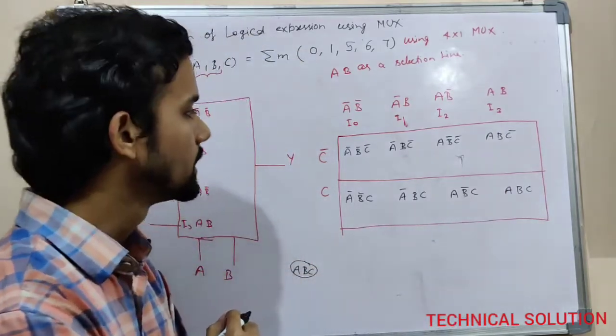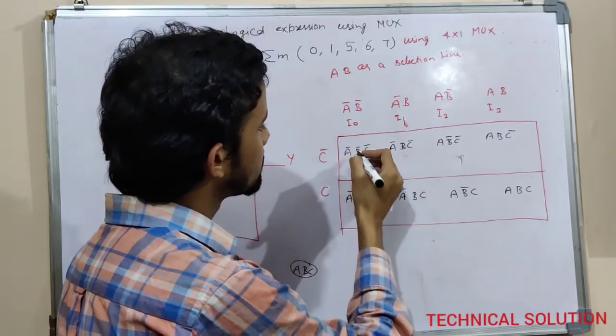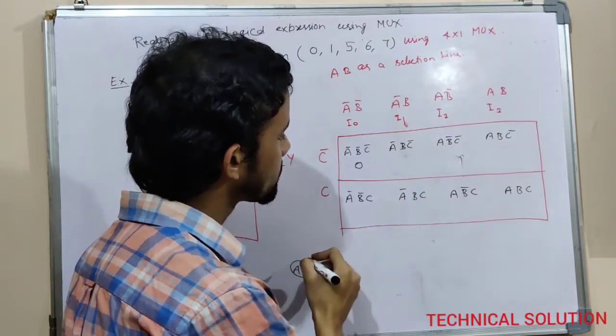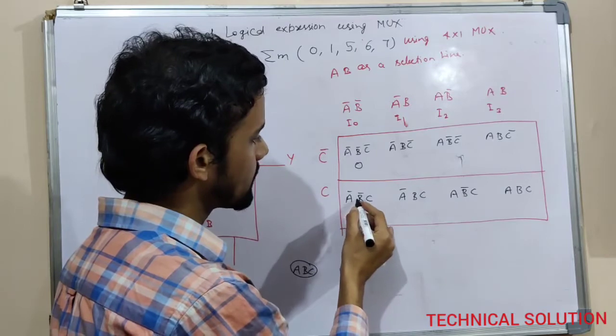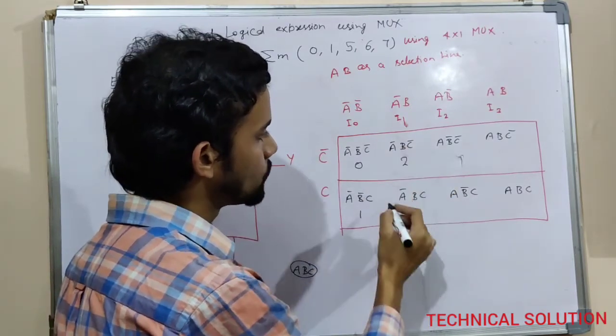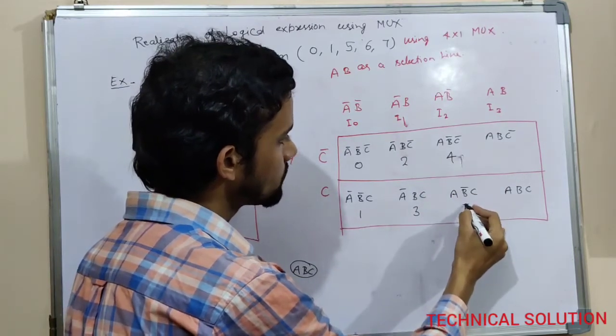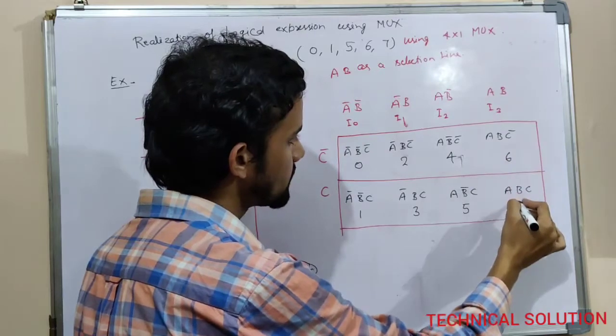Okay, in terms of decimal equivalent we can write it like this: A bar B bar C bar, that is 0. And this is A bar B bar C, that is 1. This belongs to A bar B C, 2. This belongs to 3. This belongs to 4. This belongs to 5. This belongs to 6 and this belongs to 7.